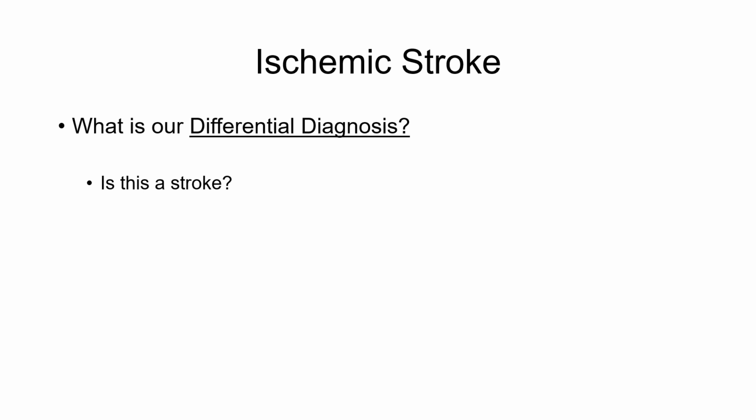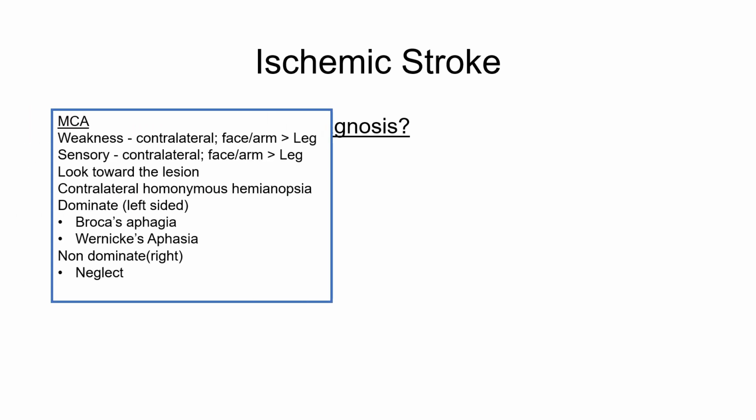Familiarity with these different stroke syndromes will make it easier to judge if you believe your patient to be having an acute stroke. Starting with middle cerebral artery strokes, these tend to have weakness on the contralateral face and arm greater than the leg. Same with sensory changes.